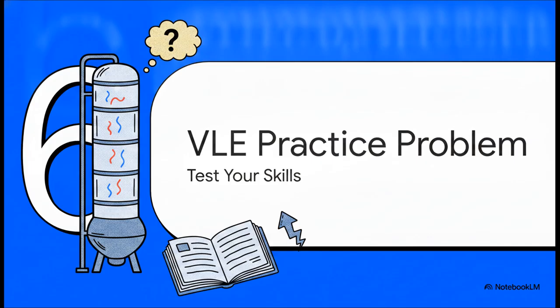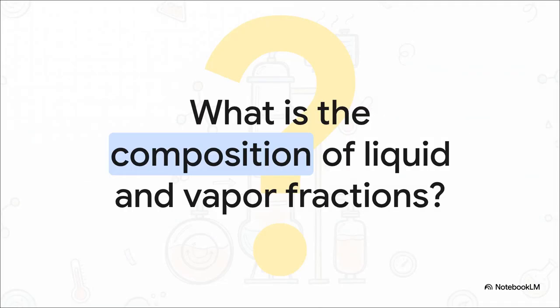And that brings us to Section 6, VLE Practice Problem. To really test your grasp on all this before you even step foot in class, I've got a specific challenge for you straight from your study materials. Using the principles we just covered, here is the scenario. An equimolar mixture, so a 50-50 split, of benzene and toluene is flashed into a single-stage distillation column at a pressure of 100 kilonewtons per square meter.